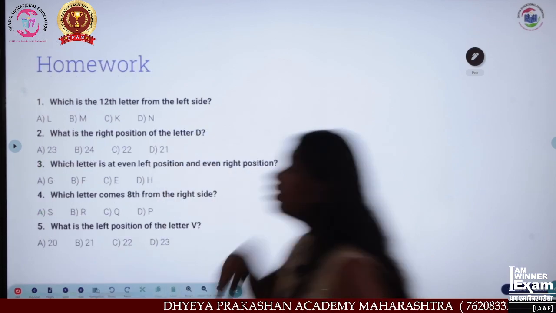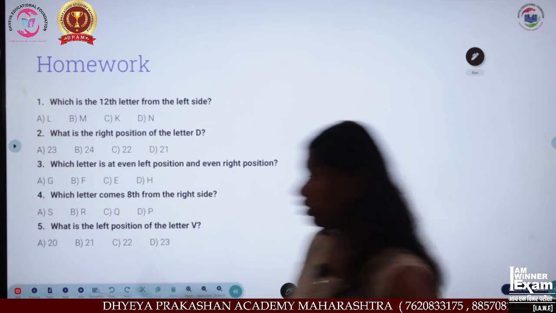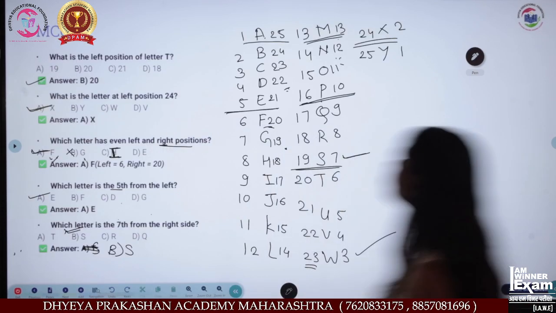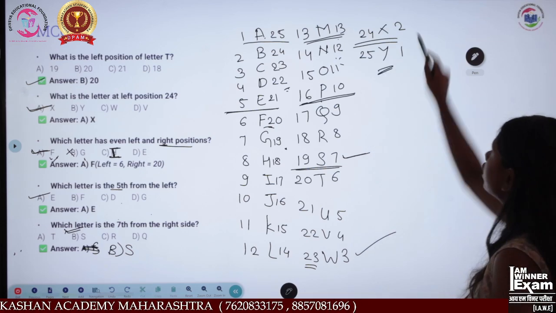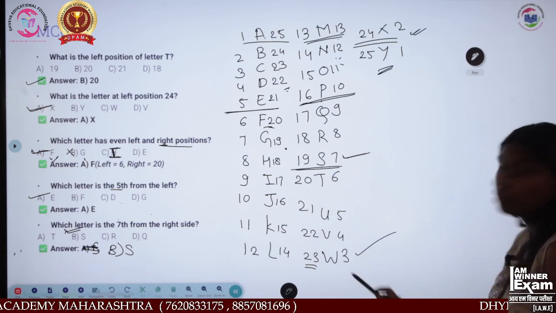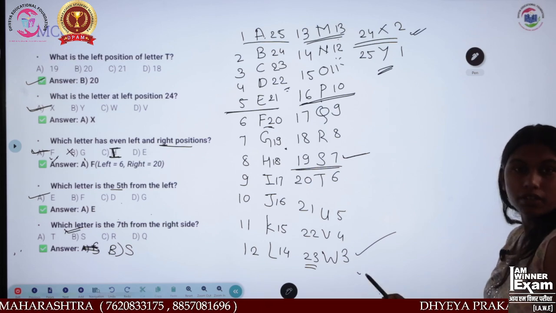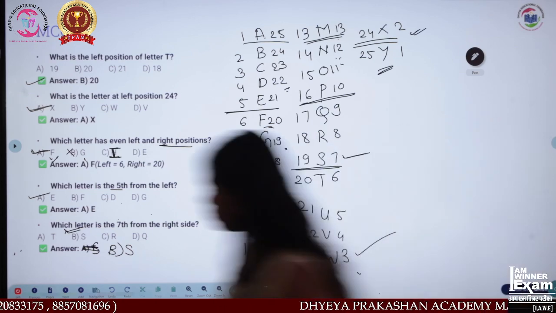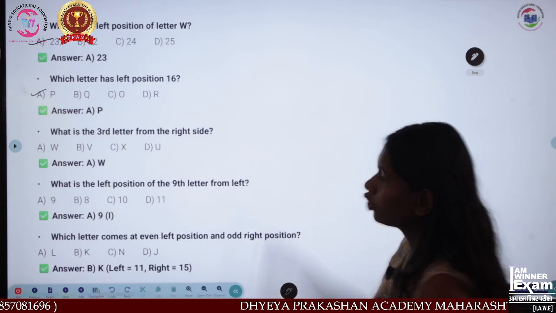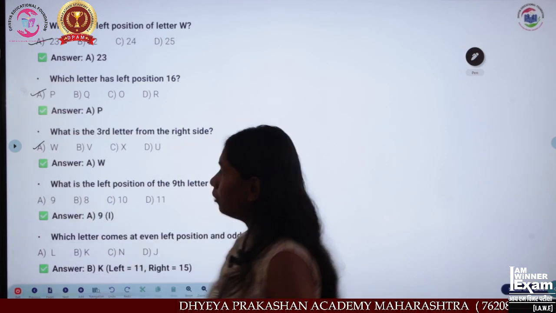Then which is the third letter from the right side? From the right side, this is the first letter, this is the second letter and this is the third letter. So which is the third letter from the right side? That is W. So the correct option will be A, W.